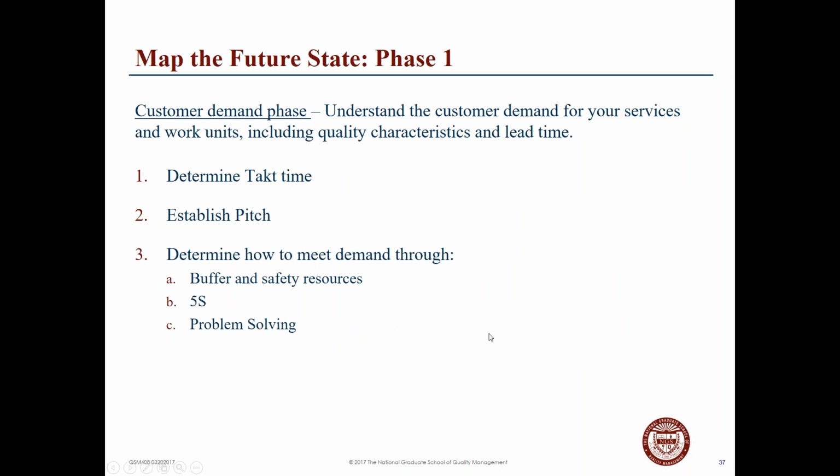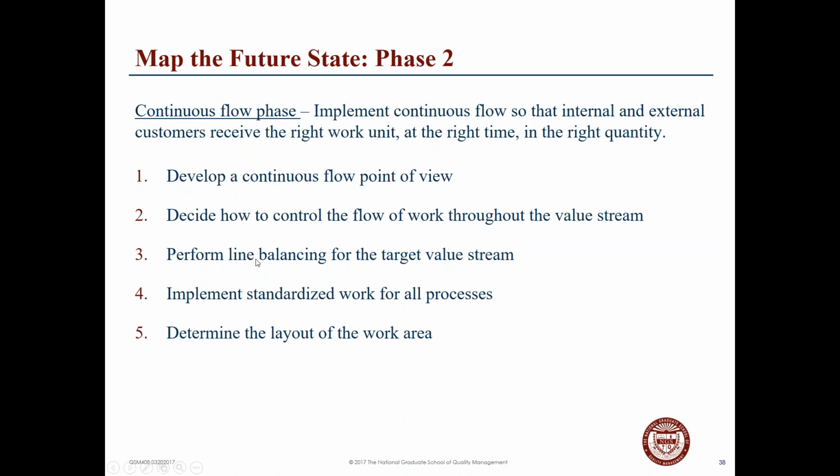Let's see, mapping, futures phase. So as you're trying to work on your future state, these slides are designed to help you to just think through the process before you just jump in and start trying to design it. You want to look at the customer's demand phase. Is the current process providing the throughput that the customers need, or do you need to improve it? You're going to want to see if you can determine what the takt time is, establish the pitch. You're going to want to determine how to meet the needs such as 5S and problem solving for the customer's expectations. And then when you move it on further, you're going to look for continuous flow phases. You're going to develop continuous flow points of view, so that chart showing how the work flows through the process.